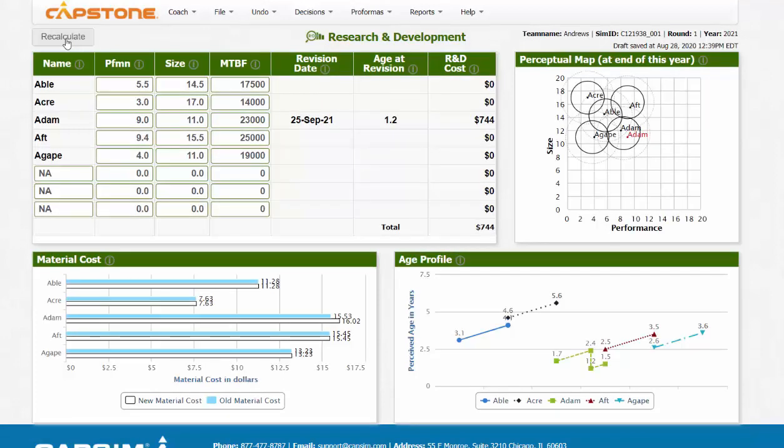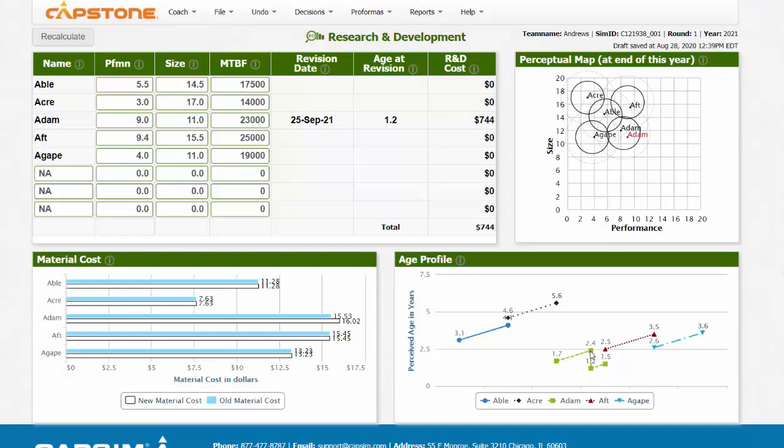There are now a few things that happen. First of all, the simulation displays a revision date. This is the date that your new product is ready to be launched in the market. It also gives you an age, and it's very helpful to look at the age profile for this. So when we look at the age profile for Atom, we can see that at the start of this year, Atom was perceived as being 1.7 years old. It then continued to age month by month throughout the year until we are in September and our new product launches. When a product is repositioned on the perceptual map, consumers perceive the age to be cut in half.